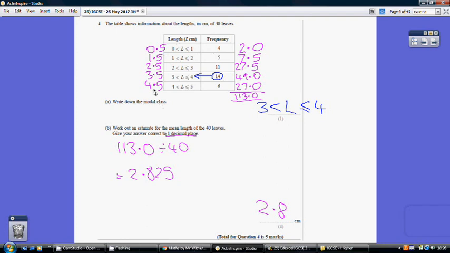Now once we've made that assumption, we've just got to multiply across. So 4 leaves times half a centimeter each, that's 2 centimeters in total. 5 times 1.5, 7.5, and so on, giving us these subtotals here. We then add up that column, and that means that we're estimating that the total length of all the leaves is 113 centimeters. So how long is each leaf? Well, you take this 113 and divide this by the number of leaves, 40, giving us 2.825. The question asks for it to 1 decimal place, so our final answer is 2.8.